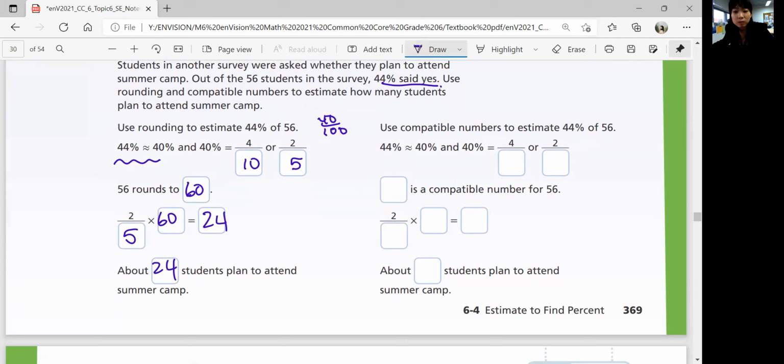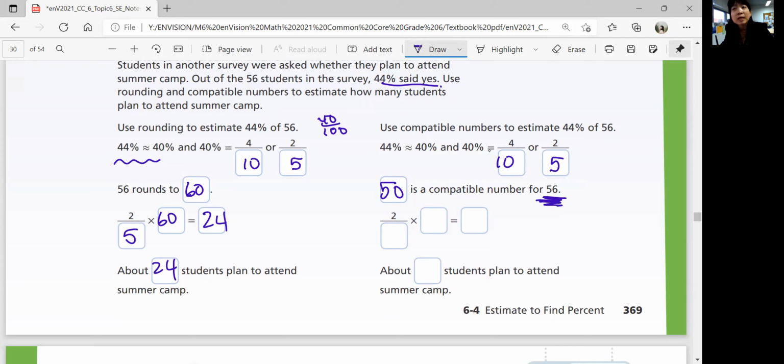You can use compatible numbers. So you can estimate 44% to 40% again. And for 40%, it's the same process here. It's 4/10 or 2/5. But you can say 56 is a compatible number for, wait, no, you're going to round down now. 50 is a compatible number for 56.